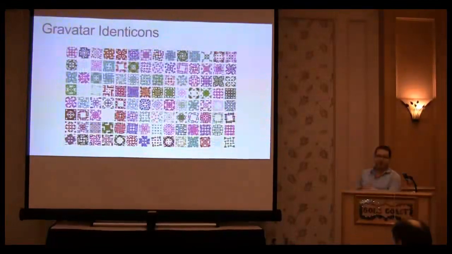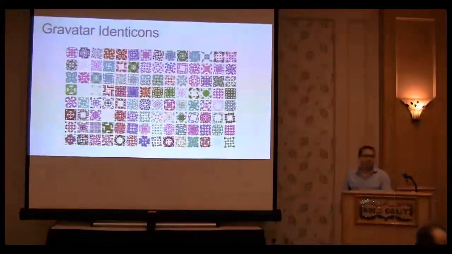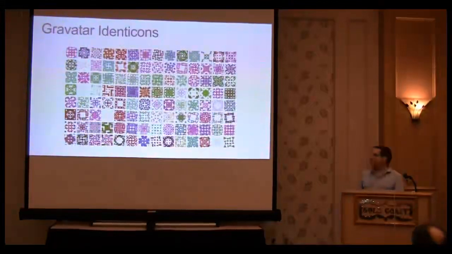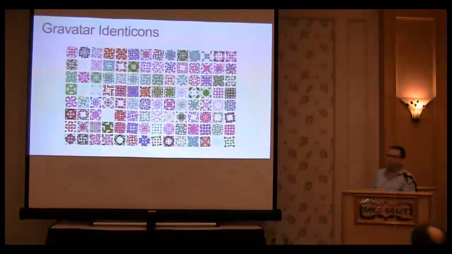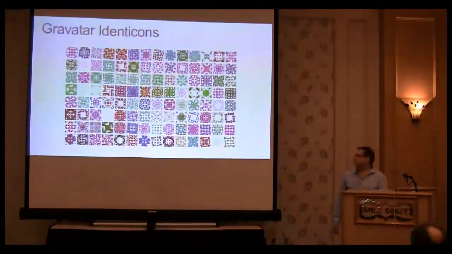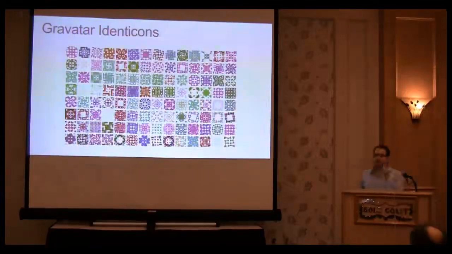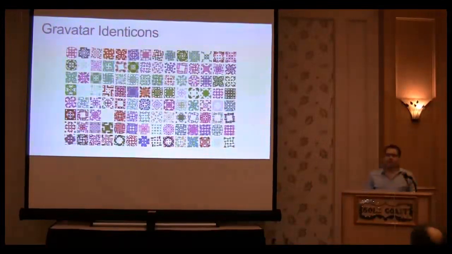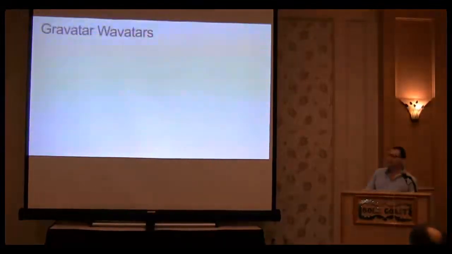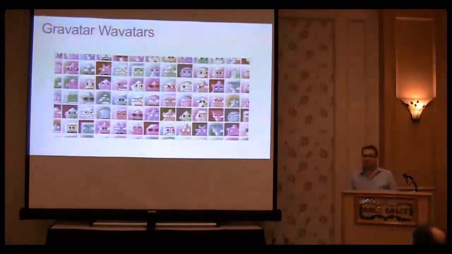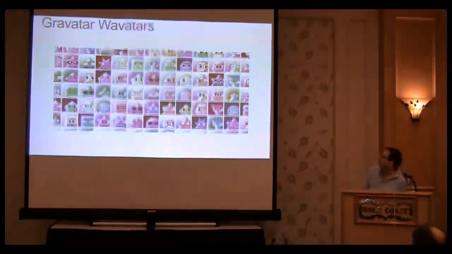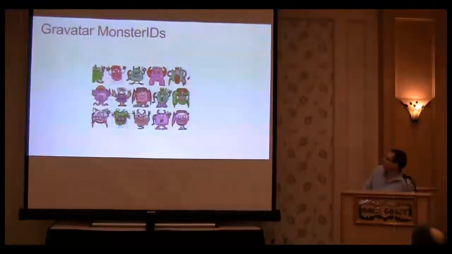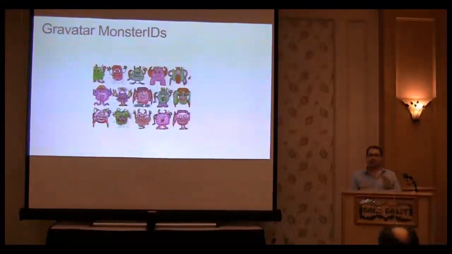Have you ever seen these images? No? You never use Stack Overflow or WordPress? Yeah. If you use one of these sites and you have one of these images behind your comment, the hash of your email address is in the HTML. They also have wave avatars, those ones, and monster IDs. I never saw those ones. Basically, these are all images generated randomly from the MD5 hash of your email address.